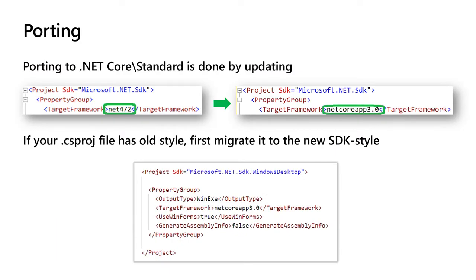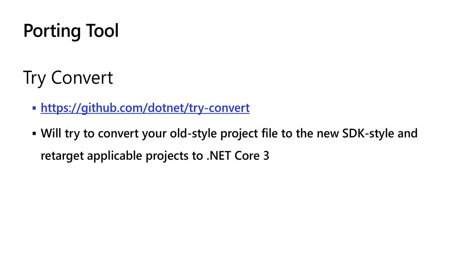And to update from Framework to Core, you first need to migrate to that SDK style project file. Otherwise, your old project file would not know about .NET Core. And to do that, previously you had to do the migration manually, but now there's good news. There is a tool that can try to do the work for you. So this tool, let me tell you a story of how we created it.